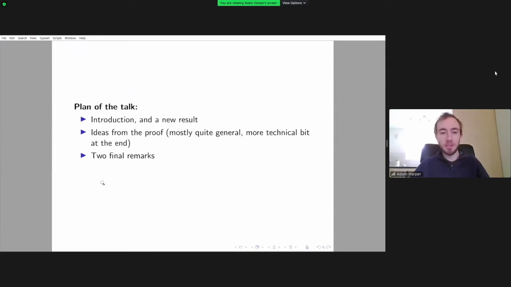So the plan is that first there'll be an introduction. I'll tell you what random multiplicative functions are and some of the things we know about them. And I'll state a new result. And then I'll say something about the proof. Depending on how the time goes, I might say more or less about that. But I'll give some idea of some of the ideas involved. And then at the end of the talk, I'll make a couple of remarks. And most of the talk has quite a probabilistic flavour. So if you don't like that, if you wait to the end, there are some things that aren't probabilistic at the end.